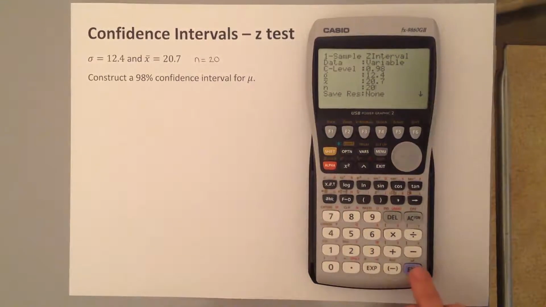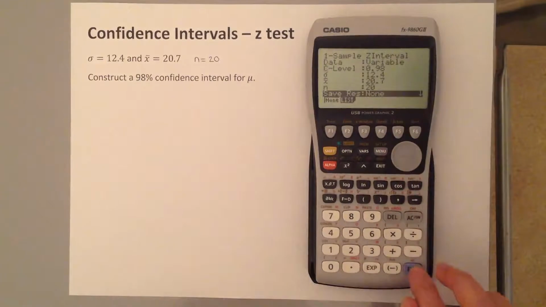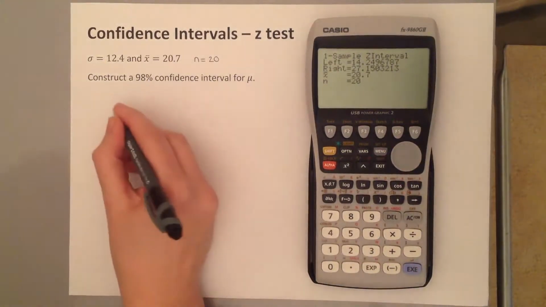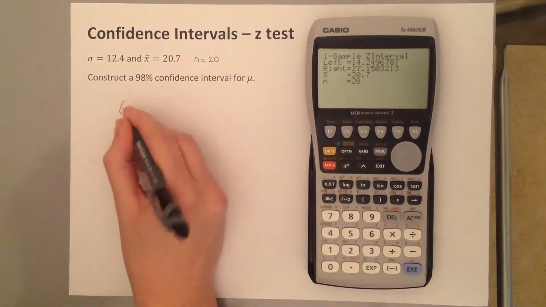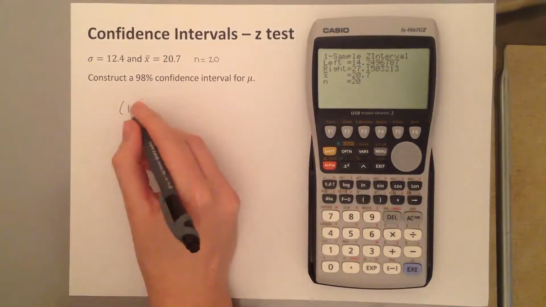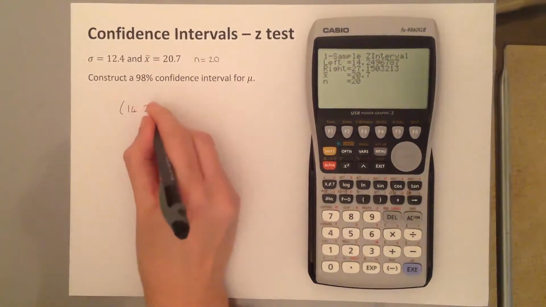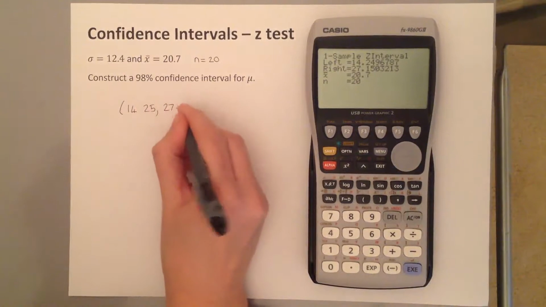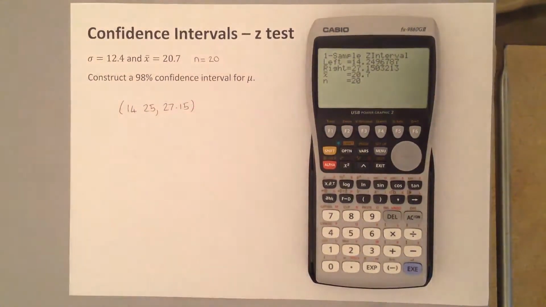Double check that you've typed all this information in correctly, and then you should be able to press execute, and it tells you the left and the right values. So these are the two values of the upper and lower limits of your confidence interval. So in this case 14.25 and 27.15. Double check whatever the accuracy is that is required in the question, and if it doesn't state, then it's going to be three significant figures.